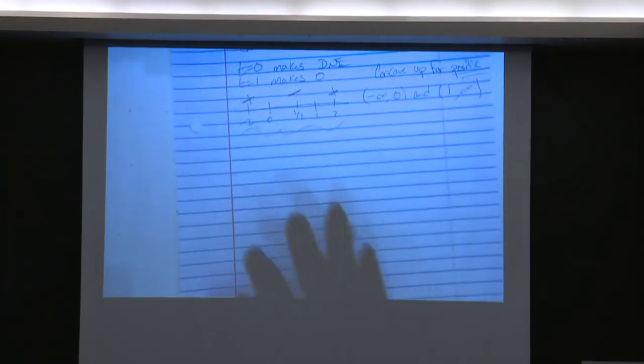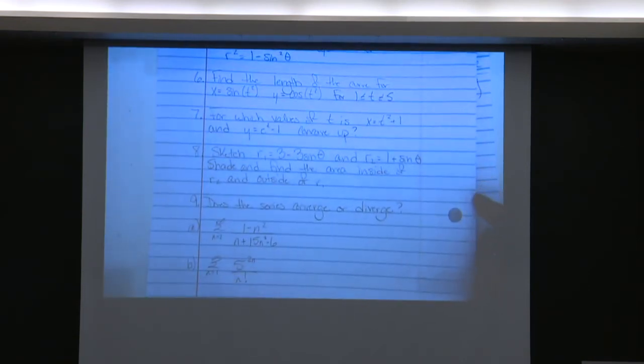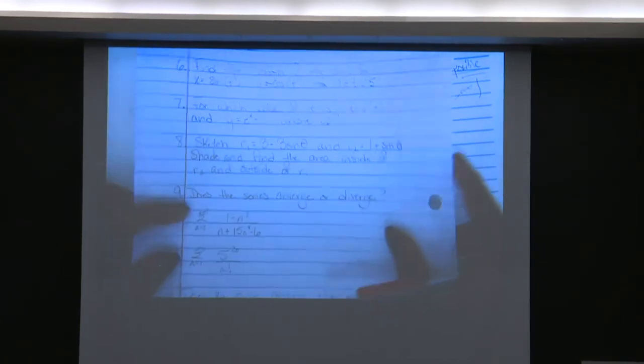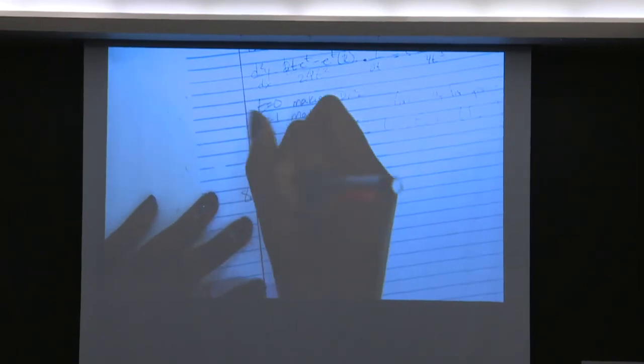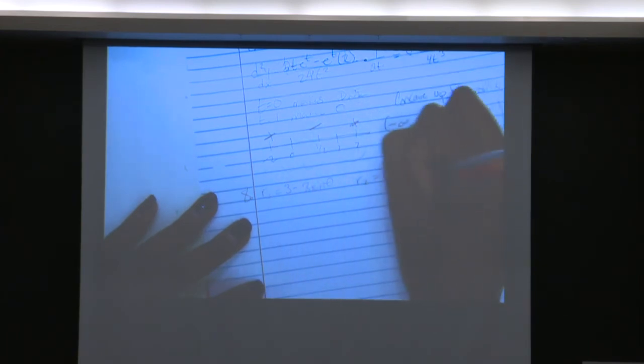All right, number 8. How much time do we have? Not much. So I'm going to have to move pretty fast. So number 8, it says sketch this and find the area inside of R2 and outside of R1. So my R1 equals 3 minus 3 sine theta, and my R2 equals 1 plus sine theta.